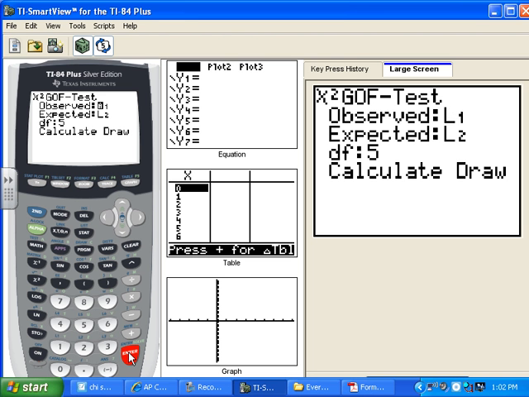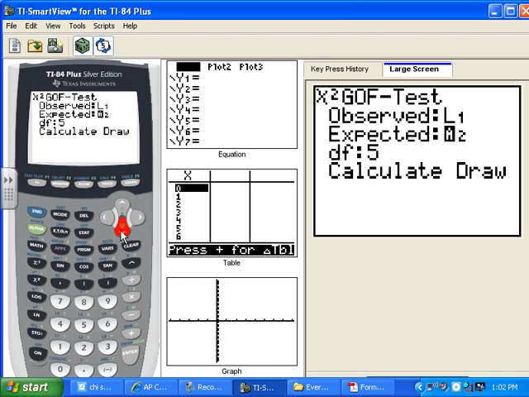Your observed values are in list 1. You have to put your expected values in list 2. Okay? So you still have to put list 1, list 2. That's why I said this button's not that helpful. I don't know why it's not on the old calculators, because going into list 3 and calculating it for you like I just did is all this is going to do for you. Does that make sense? So there's not much. It's almost the same.